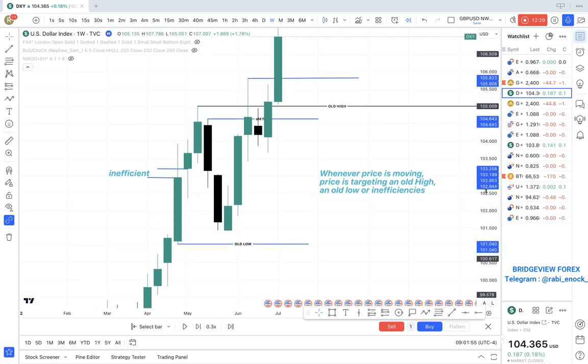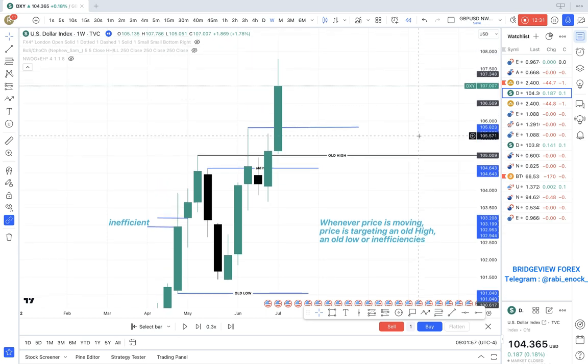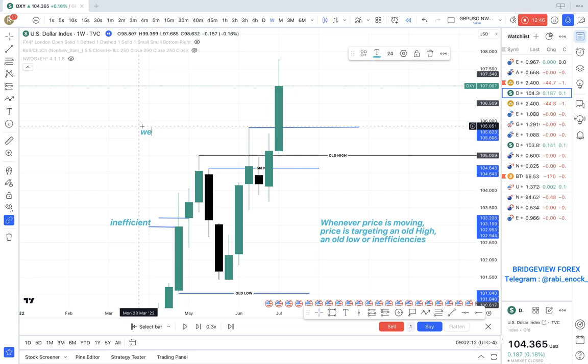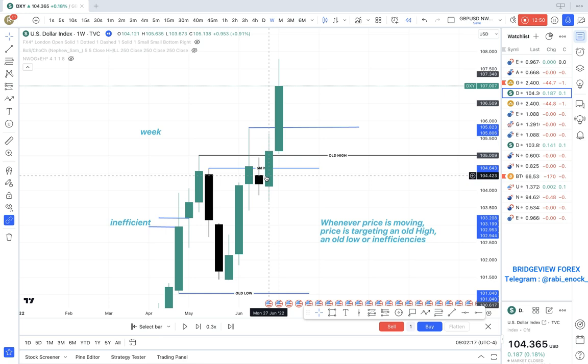So what I'm teaching you right now, don't be confused. When you have time, go through the chart very well. Above every high, there's liquidity. This one took a whole week. This one week, this another week, this another week. I'm not talking about this, I'm talking about a week. This is what happened within one week.